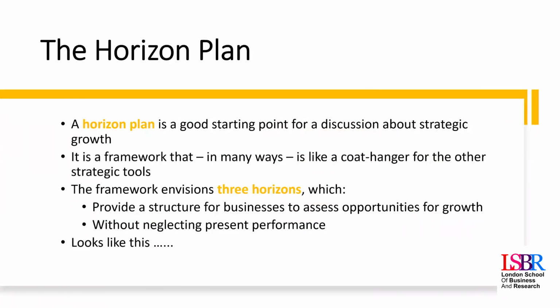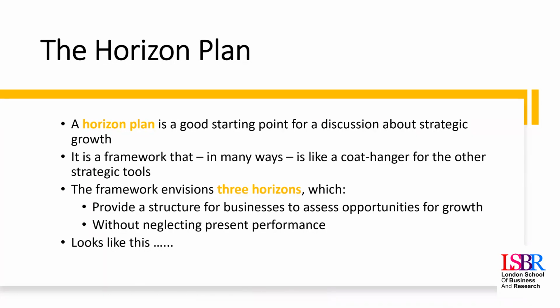Horizon plan. So this is what I mentioned at the start of the call. There are 3 horizons, horizons 1, 2, and 3. And as part of that, we need to consider what's called a horizon plan. A horizon plan is a good starting point when having a discussion about strategic growth. Why? Because in itself, it's a framework. It's almost like a coat hanger for all of the other strategic tools that I'm going to introduce to you. The framework envisions what we call 3 horizons, and these 3 horizons provide a structure for businesses to assess opportunities for growth. It gives you a way in which you can continue strategizing without neglecting the present performance of your company.